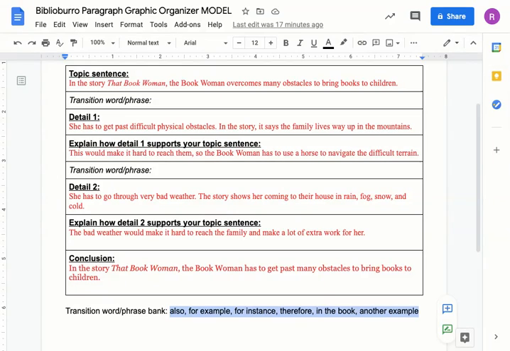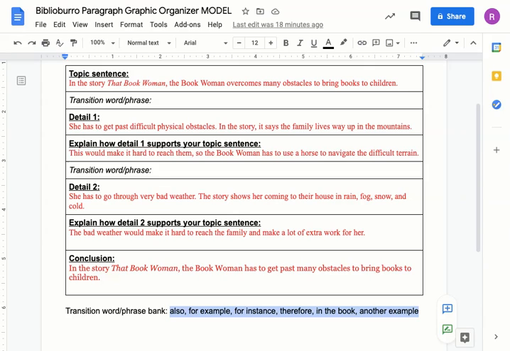Hi there. Right now, we're going to practice adding some transition words to the example that we did yesterday for planning a paragraph. And we're going to add some transition words to our graphic organizer to help smooth and connect some of the sentences. So, our topic sentence for this model paragraph is: In the story That Bookwoman, the bookwoman overcomes many obstacles to bring books to children.